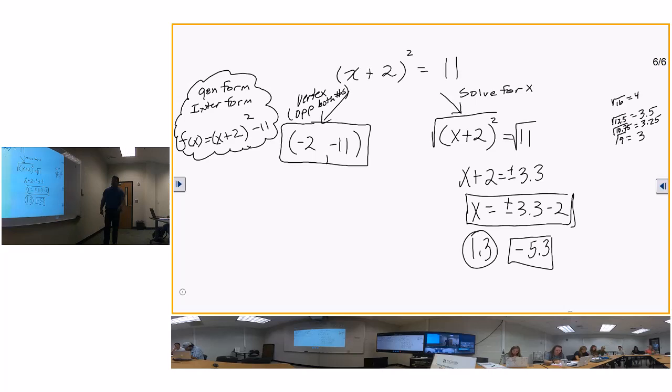So I want you to plot all 4 of those points. You've got 4 points to plot: the y-intercept, the vertex, and the x-intercepts. I'll be right back.